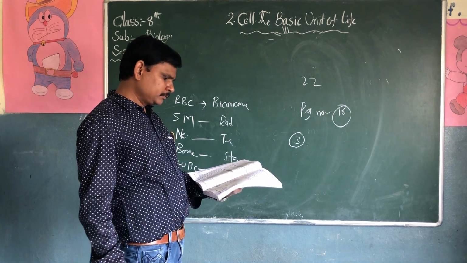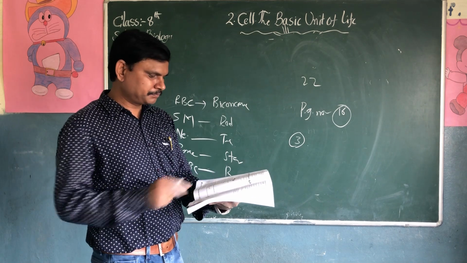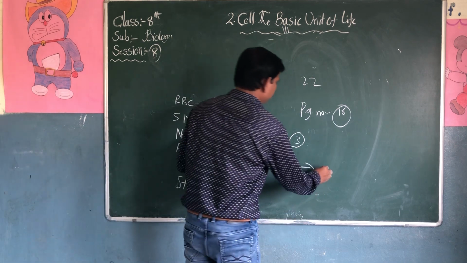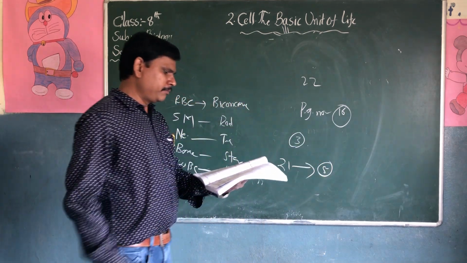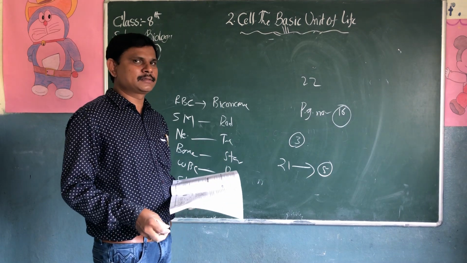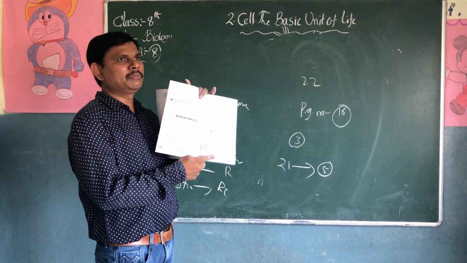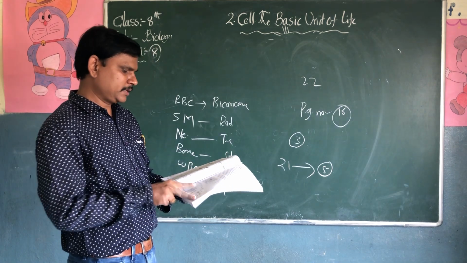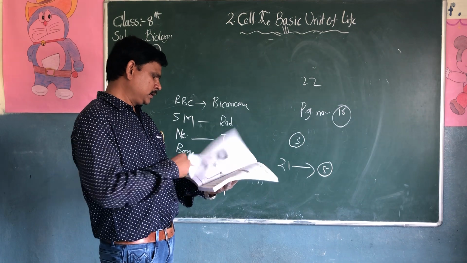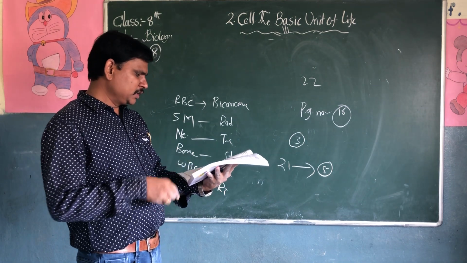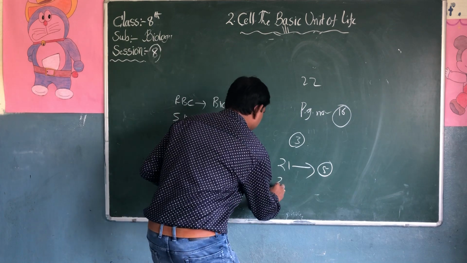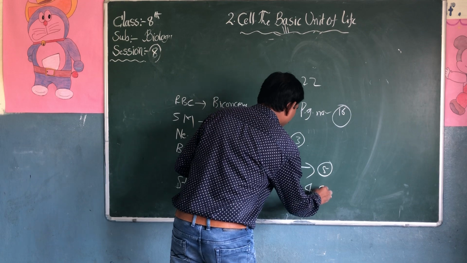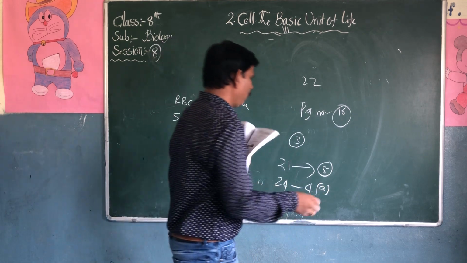Next question, page number 21, fifth question: make a sketch of blood cells, red blood cells and WBC. Again, the differences. Next one, page number 24, question number 4A and 4B.